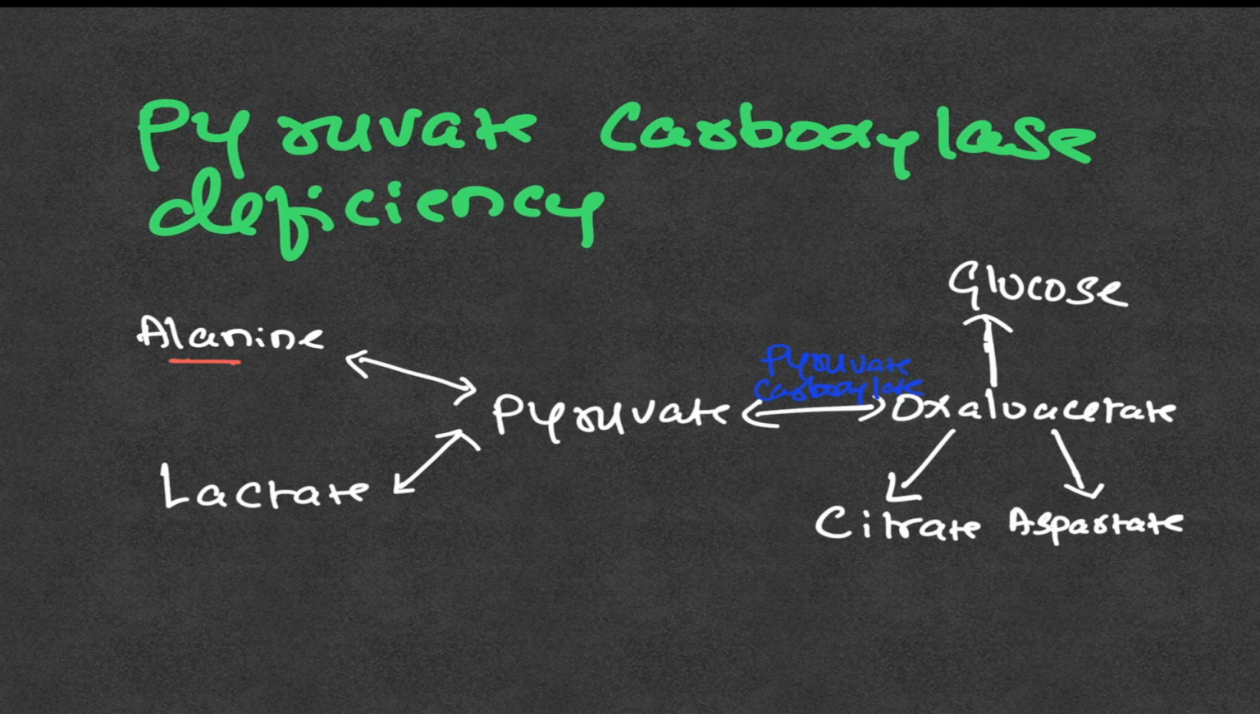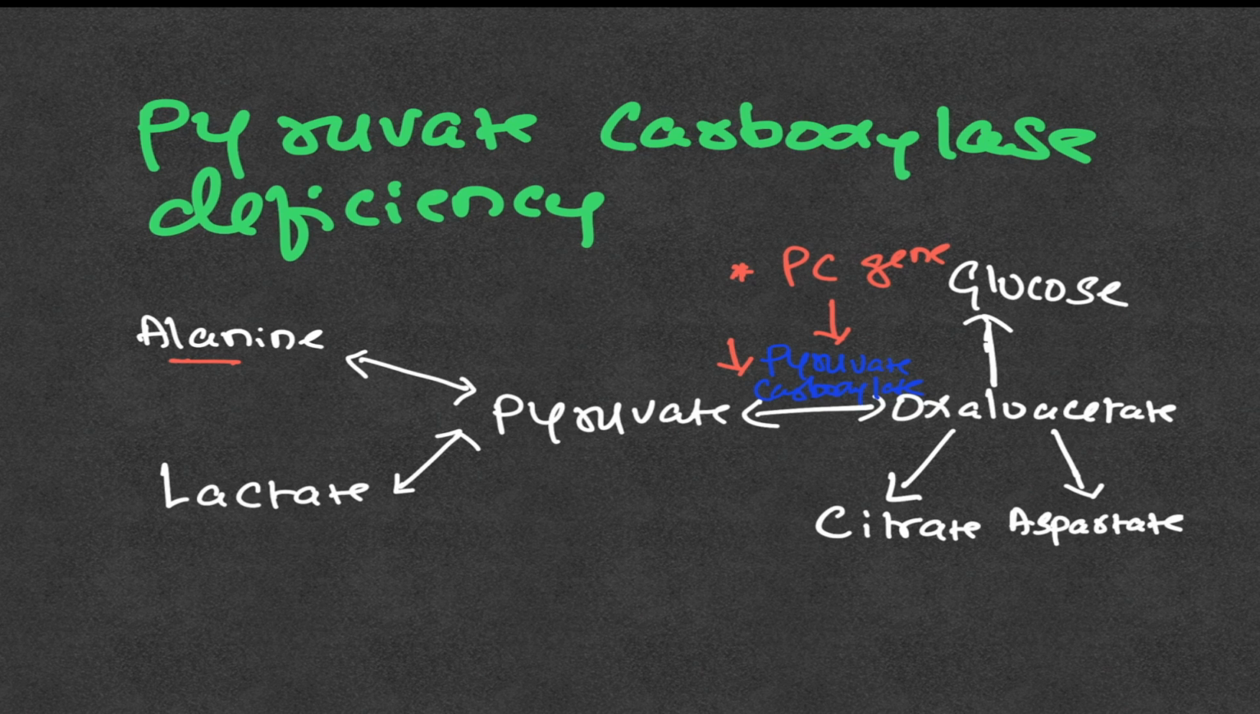So, that is our topic now. The pyruvate carboxylase enzyme is coded by the PC gene. If there is a mutation in the PC gene, that will lead to a decrease in pyruvate carboxylase activity. So, when there is a decrease in pyruvate carboxylase activity, obviously the substrate for pyruvate carboxylase is pyruvate.